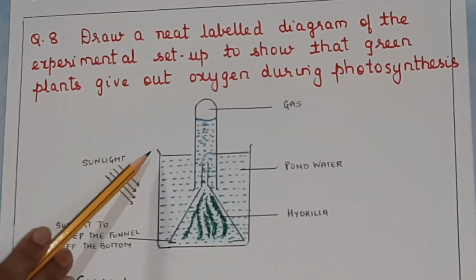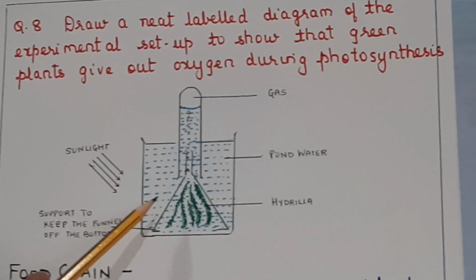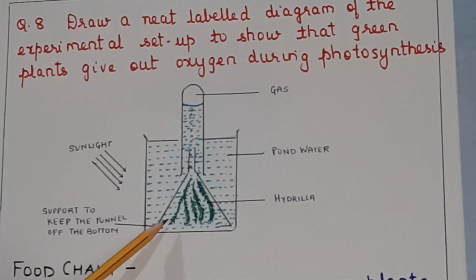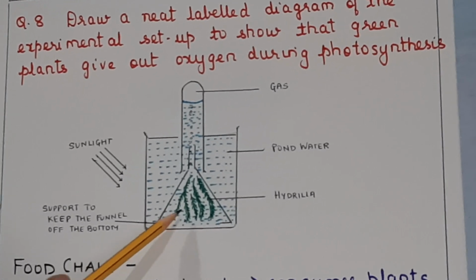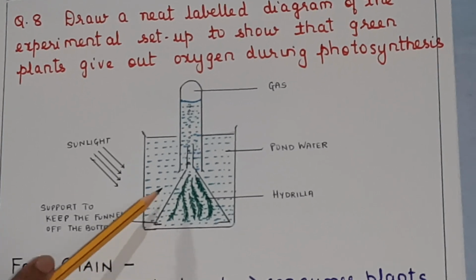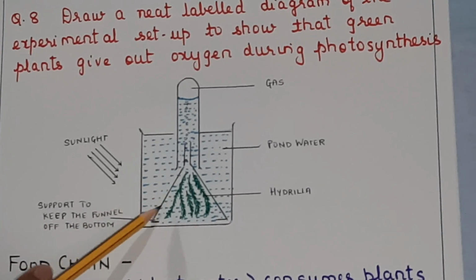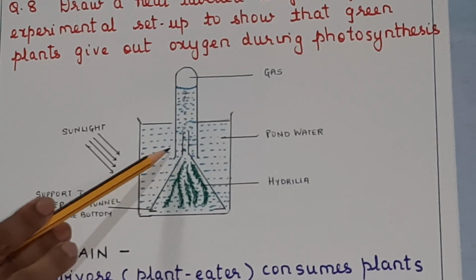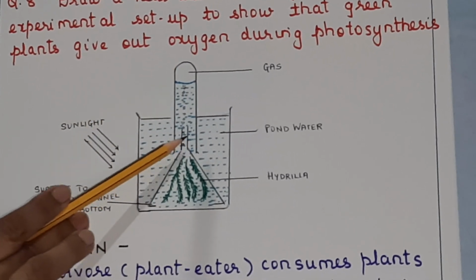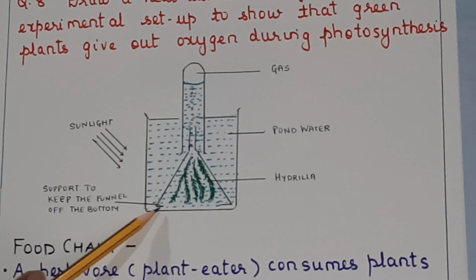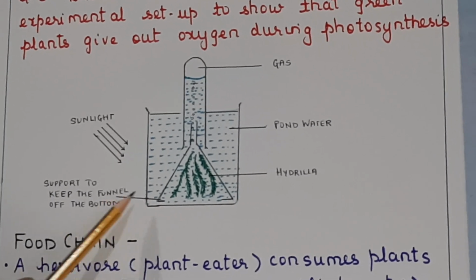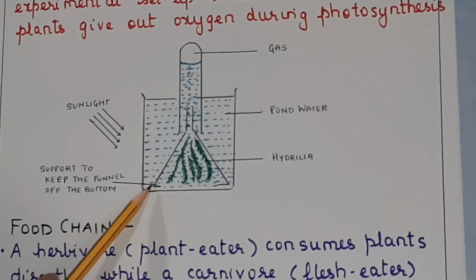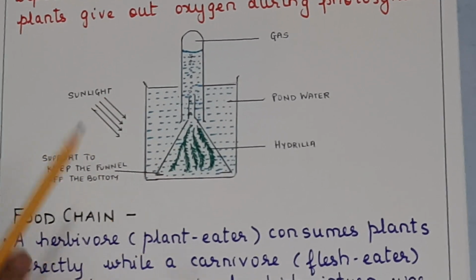We are taking a beaker which is filled with pond water. Now in that you place an aquatic plant such as Hydrilla or Elodea. Now you are placing a short stemmed funnel inverted over that Hydrilla plant, and then take a test tube, fill it with water and invert it over the stem of the funnel. Okay, is it clear? And you have to ensure that this funnel does not touch the bottom. So there is a support here to prevent it from touching the bottom. Okay, now you are going to place this entire assembly in sunlight.